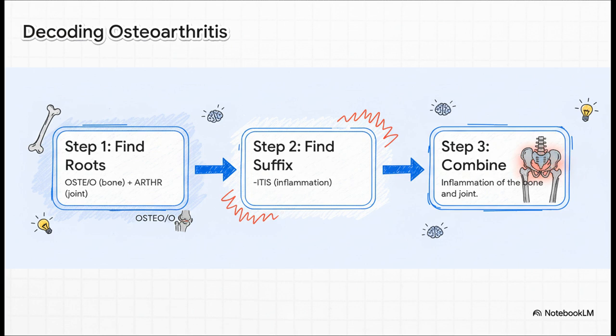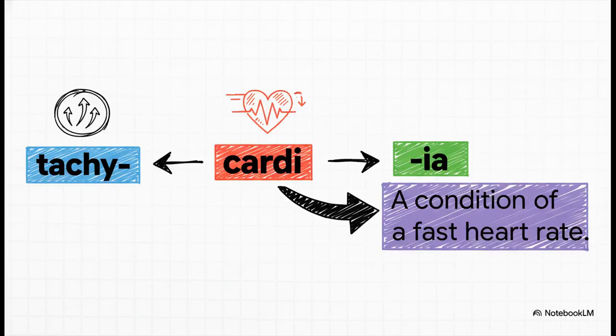Okay, and the suffix? Itis, we know that one. It means inflammation. So let's just combine the meanings. Inflammation of the bone and joint. Look at that. You didn't have to memorize that huge word. You just solved it like a puzzle. Let's try another word real quick.